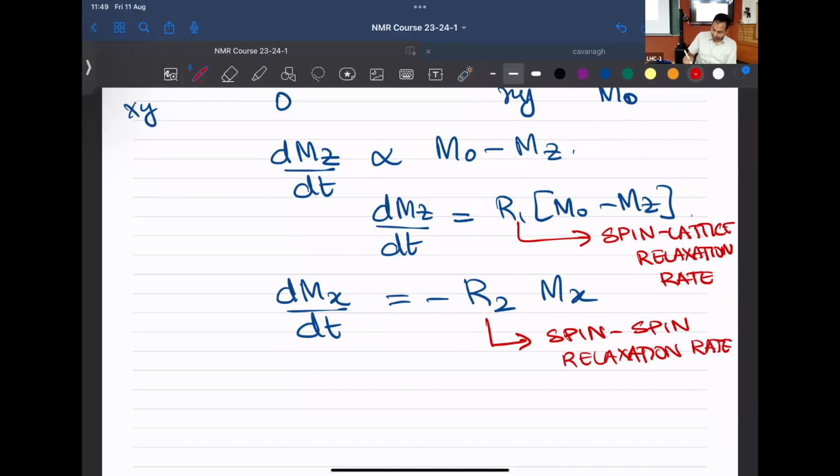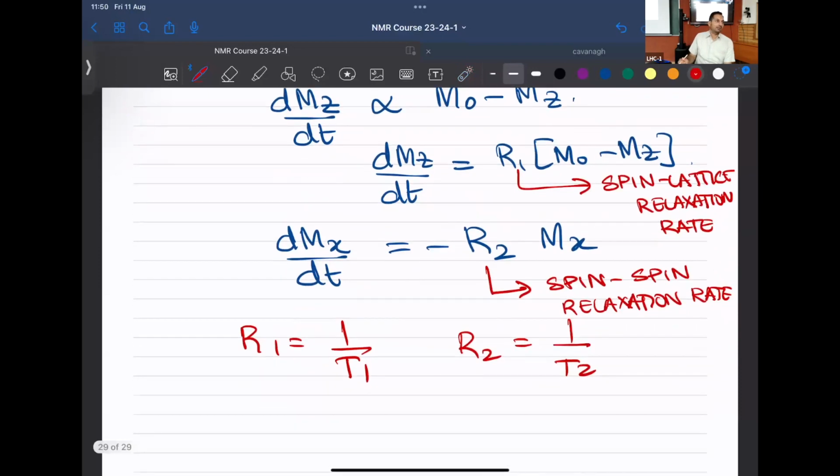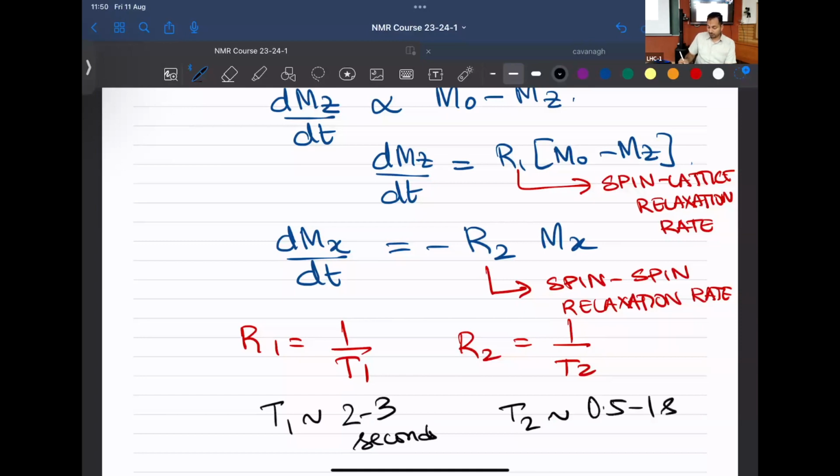I'll just give you some numbers. R1 is 1 over T1, where T1 is the relaxation time. Depending on the textbooks you follow, people use either time or rate, and I will choose different ones depending on what I want to teach. T1 is the spin-lattice relaxation time. T2 is the spin-spin relaxation time instead of rate. To give you numbers, for a small molecule like ethanol, T1 will be on the order of 2 to 3 seconds, while T2 will be on the order of say 0.5 to 1 second.